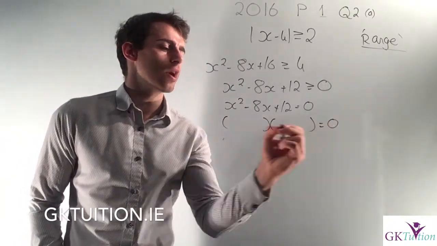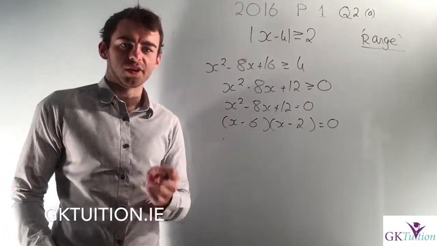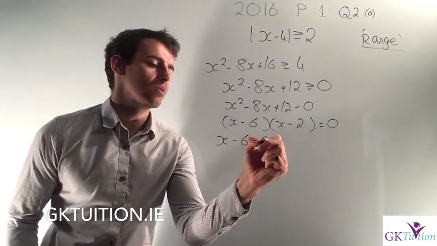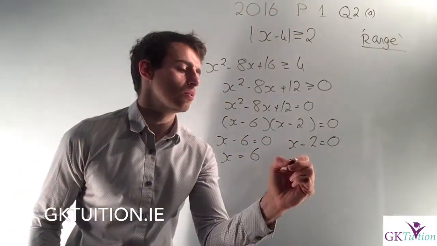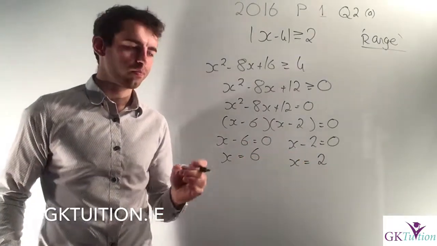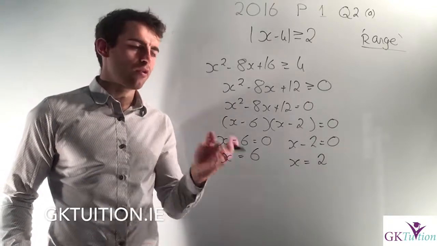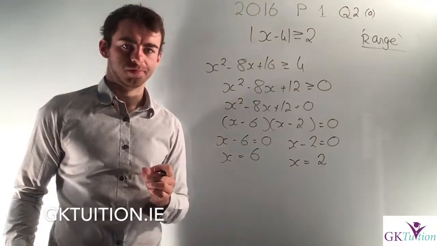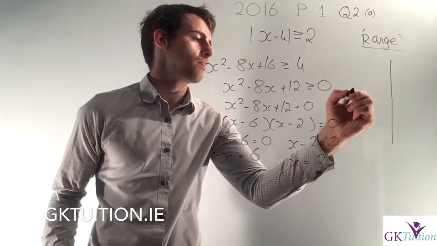So the factors of this quadratic are x minus 6 and x minus 2. Once I know my factors, I can just let each one equal to 0 and find the roots. So if I let x minus 6 equal to 0, I'll get x is equal to plus 6. X minus 2 equals 0, which means x is equal to 2. So my answers are x equals 6 and x equals 2. So they're the roots of this quadratic. However, I want to find the range of values for which this quadratic is greater than or equal to 0. So in order to do that, I'm going to draw a sketch of my quadratic.